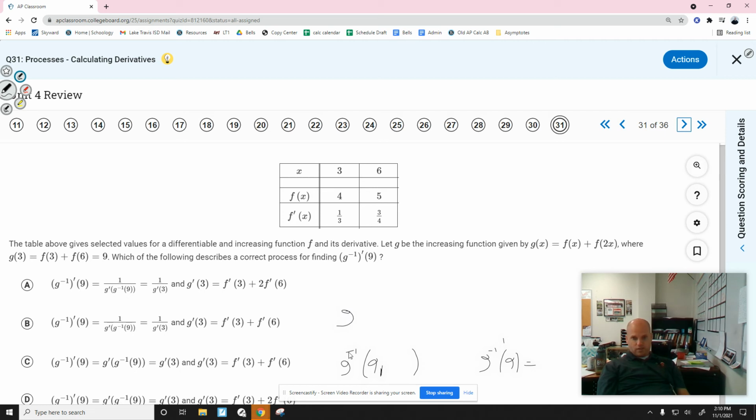That's g inverse: g of something comma 9. g of 3, I was just told, is f of 3 plus f of 6, which is 9. So g of 3 is 9. So if I find g prime of 3, I'll take the reciprocal of that and get g inverse prime of 9.